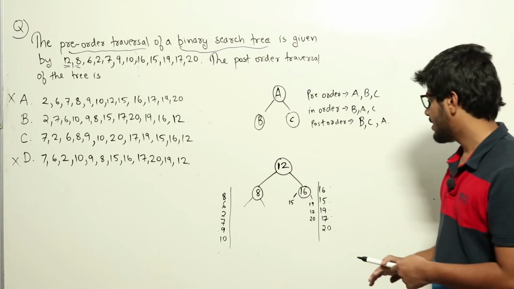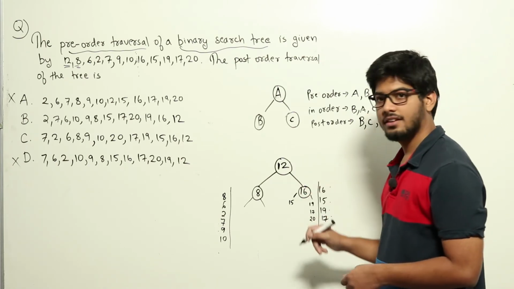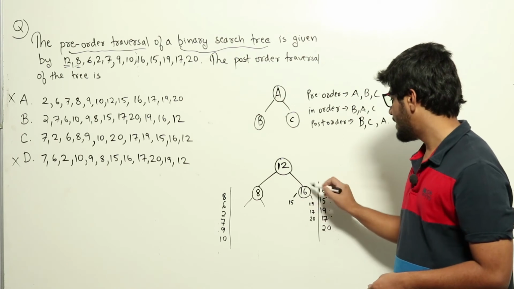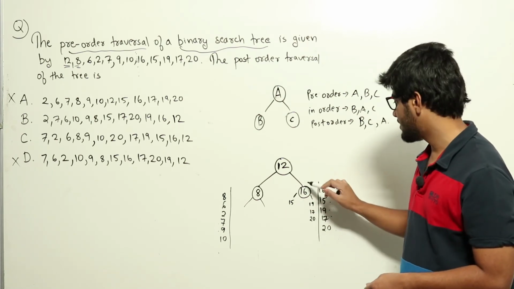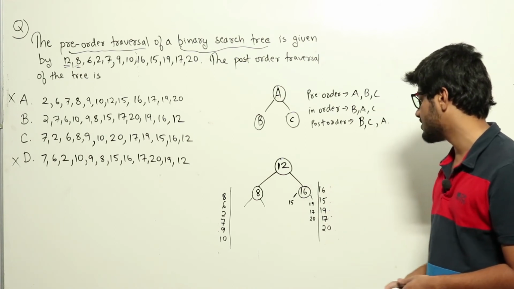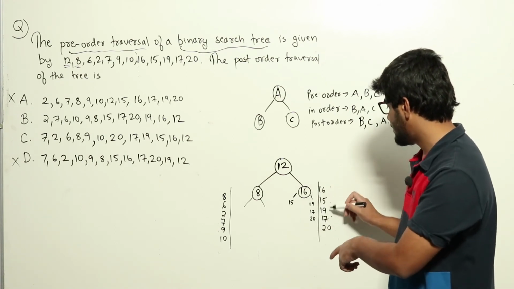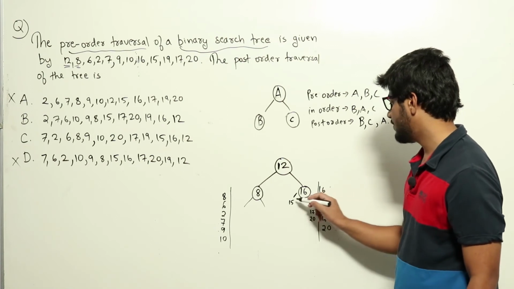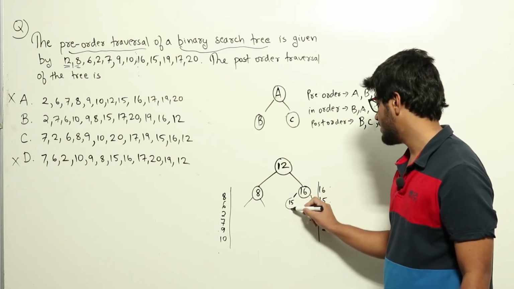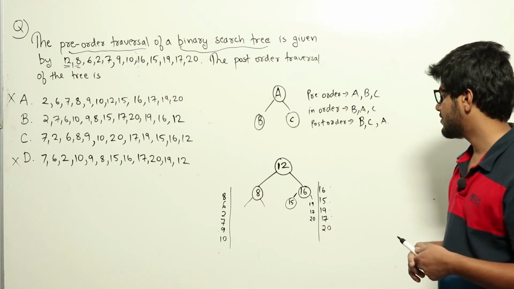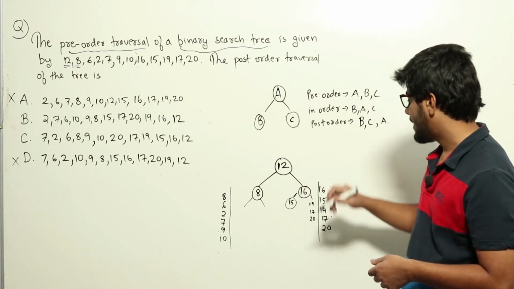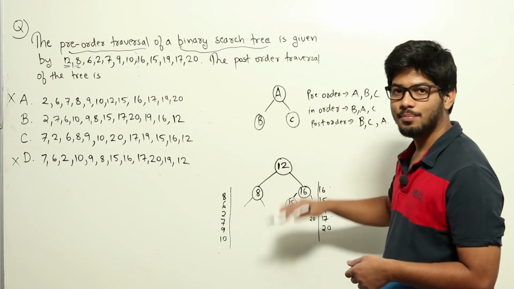Now we know that to the right side of 12 we will have 16, 15, 19, 17 and 20, and the first node is 16 here. So this is again a binary search tree, meaning numbers less than 16 will appear to the left side of 16 and the numbers greater than 16 will appear to the right side of 16. The rest of the numbers are 15, 19, 17 and 20, meaning 15 will appear to the left side of 16, and 19, 17 and 20 will appear to the right side of 16. Now again let us do the post-order traversal.